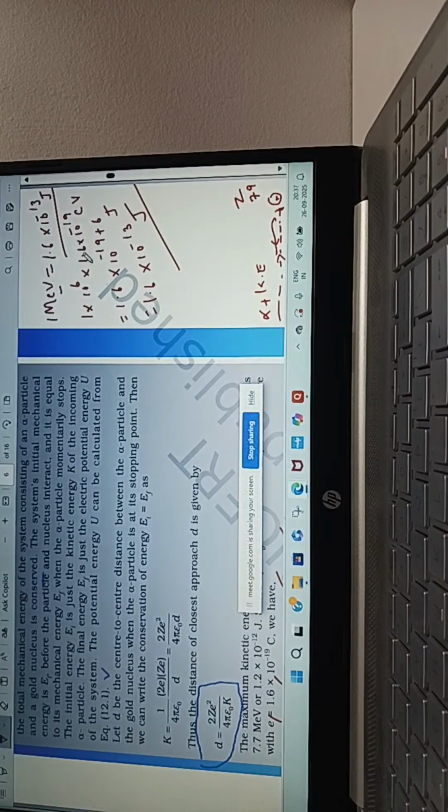E means 1.6 into 10 to the power of minus 19 coulombs. V means voltage only. Volt. Coulomb times volt will give you joule. You know that formula? How coulomb into volt will become joule? Or do I have to write it here? Tell me quickly. Say yes or no. If you know, say yes. If you don't know, I will write.